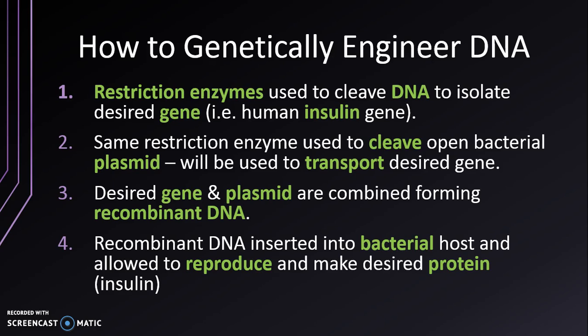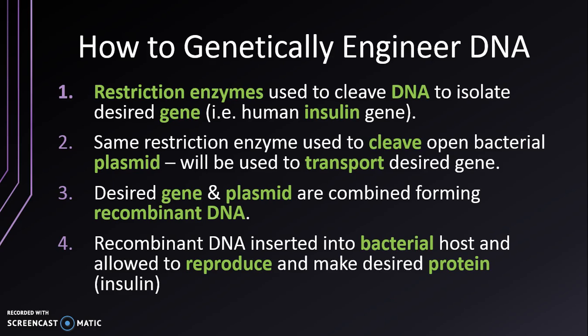So to recap, we've cut open the plasmid and we have isolated the desired gene. Now that we have both of those things, we are going to combine them together. And so the two open sides of that plasmid, we're going to stick in the gene, and now we have something called recombinant DNA. That's DNA that has been recombined to contain foreign DNA.